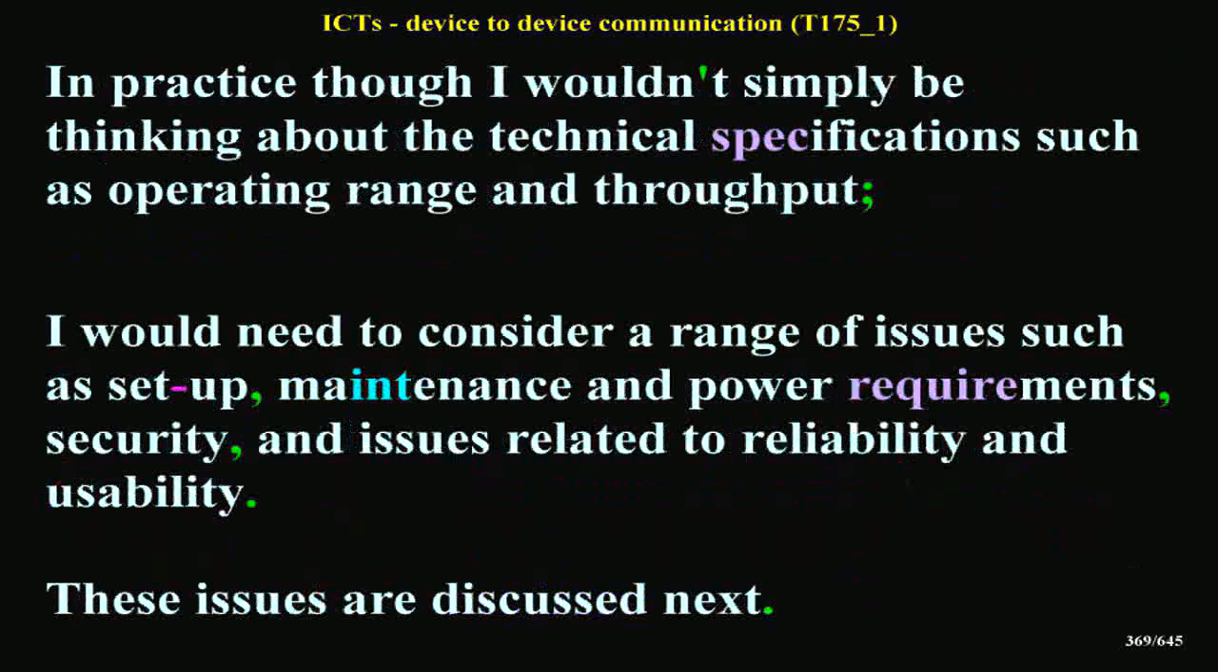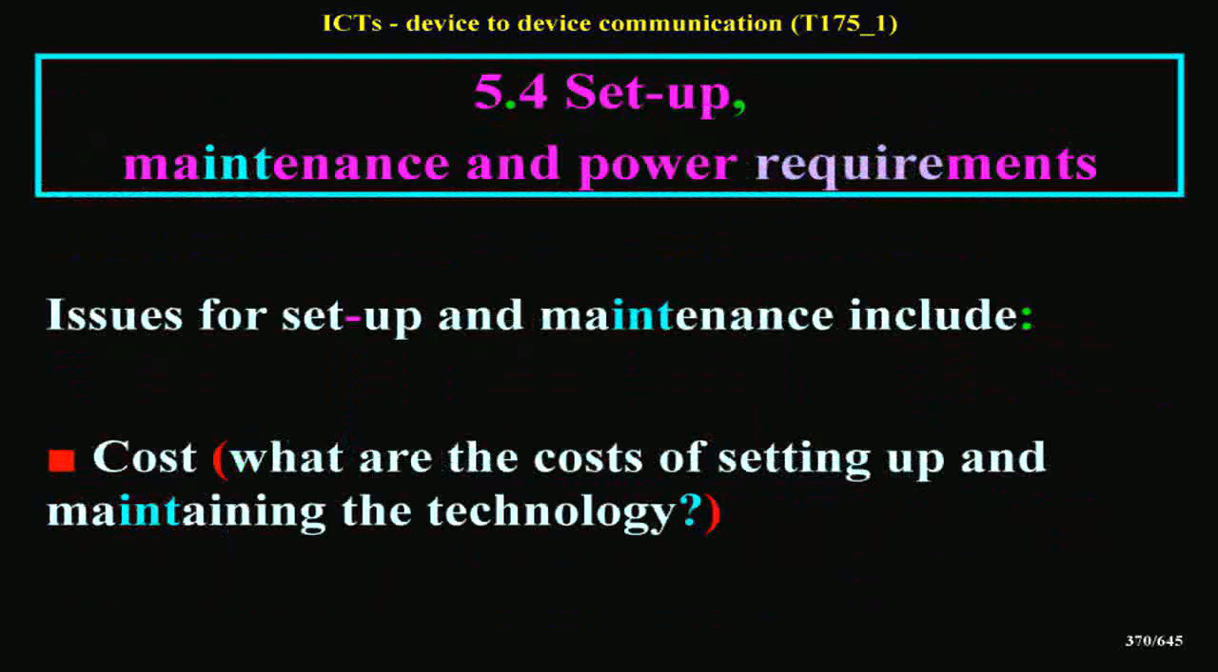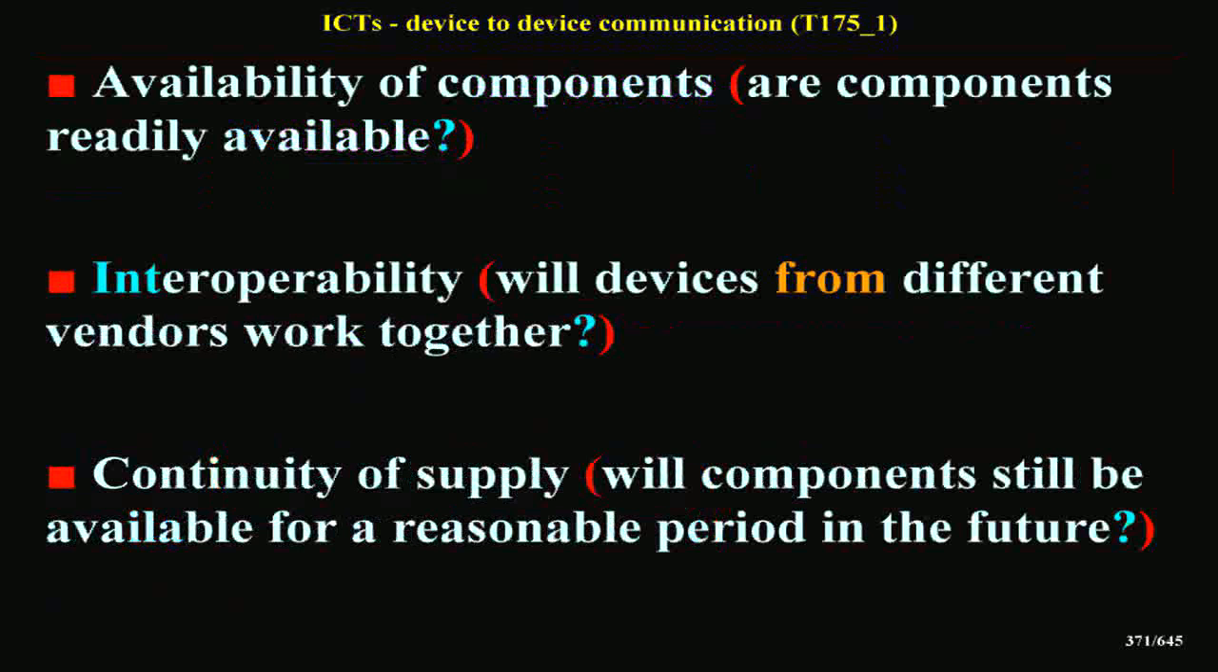In practice though, I wouldn't simply be thinking about the technical specifications such as operating range and throughput. I would need to consider a range of issues such as setup, maintenance and power requirements, security, and issues related to reliability and usability. These issues are discussed next. 5.4 Setup, maintenance and power requirements. Issues for setup and maintenance include: cost. What are the costs of setting up and maintaining the technology? Availability of components. Are components readily available? Interoperability. Will devices from different vendors work together? Continuity of supply. Will components still be available for a reasonable period in the future?